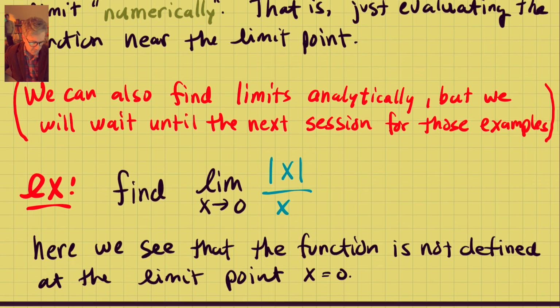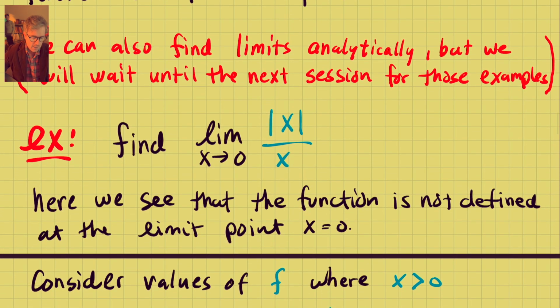Okay, so let's take a look at another example. Let's find the limit as x approaches 0 of this function, the absolute value of x divided by x. Remember, the absolute value of a number is equal to the positive version of that number. You can think of the absolute value as telling you the distance from 0 that the number is. That's another way to think about it, right? But practically speaking, if you plug a negative into an absolute value, you get a positive, okay?